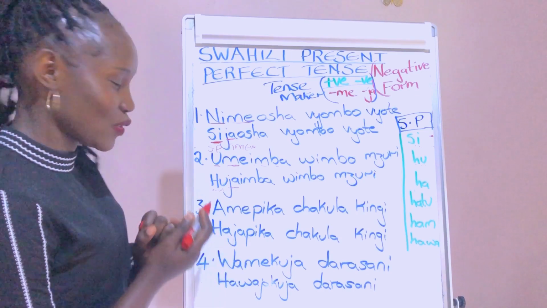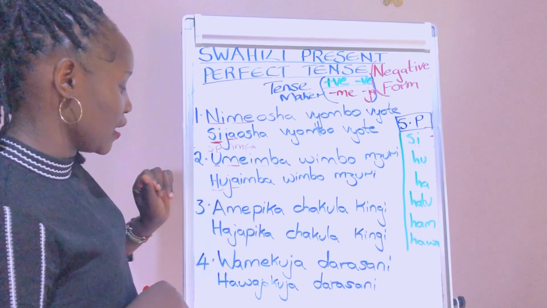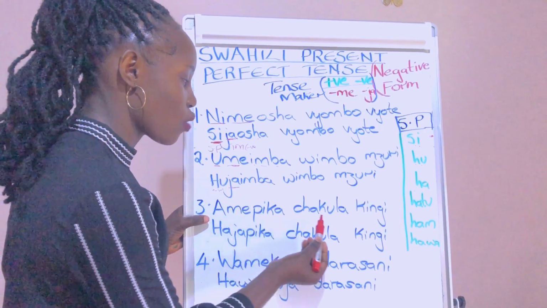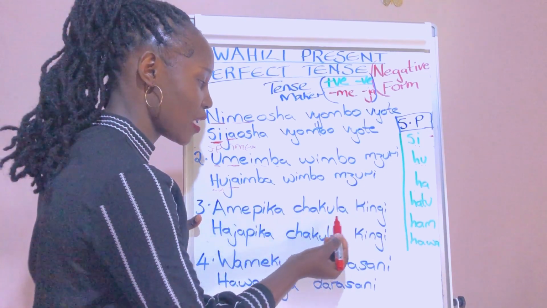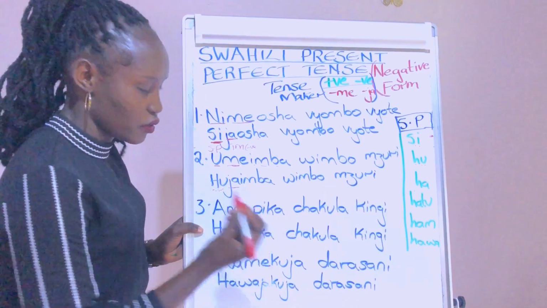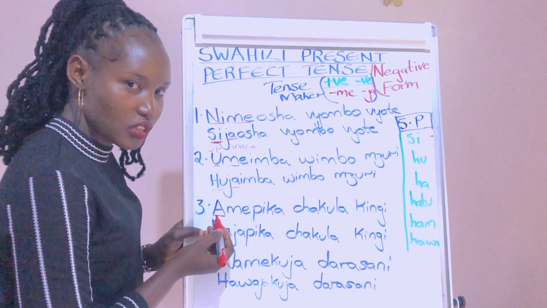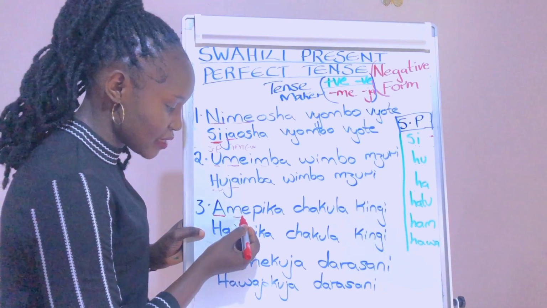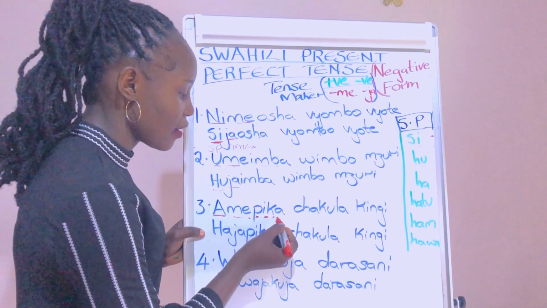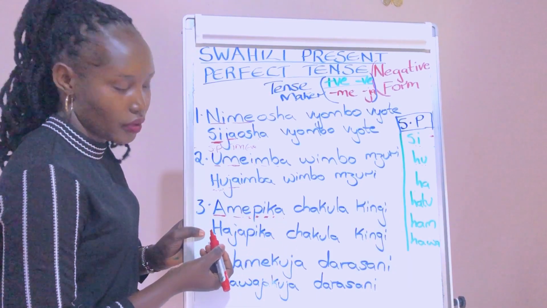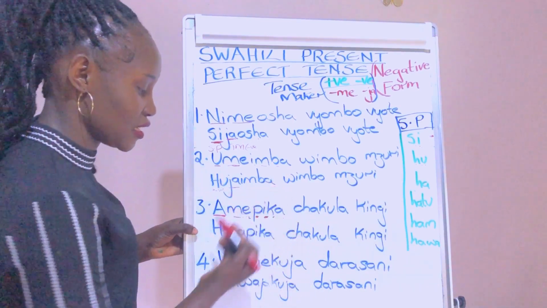Then we go to our sentence construction 3. And the first sentence obviously is in positive form. So we say, amepika chakula kingi. He or she has cooked a lot of food. A is our subject prefix in positive form to mean he or she. Me is the tense marker for positive form. And then pika means cook. It is our verb. So let's change this sentence into a present perfect tense but in negative form.